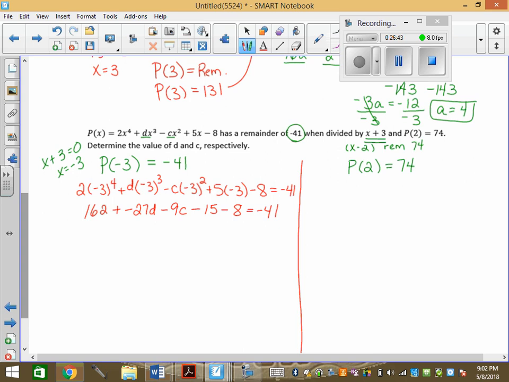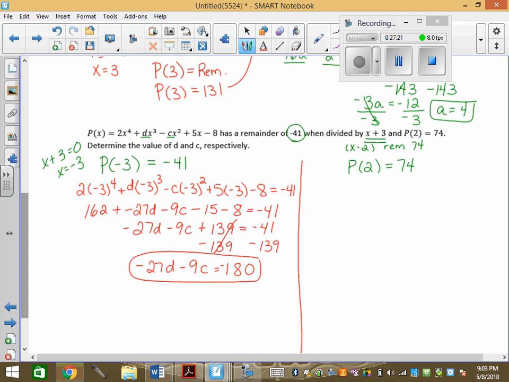And then you're going to get the c and d on one side and everything else on the other. So 162 minus 15 minus 8, and we get 139. So we get negative 27d minus 9c plus 139 equals negative 41, and then we're going to subtract that 139 from both sides. And we get negative 27d minus 9c equals negative 180. And I box that because I'm going to need that to do elimination with in a second.